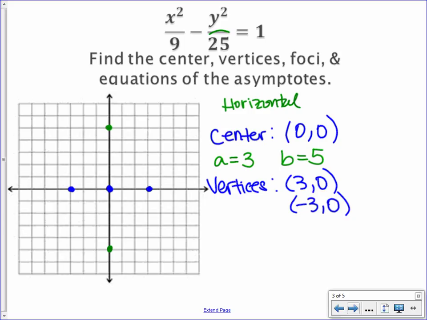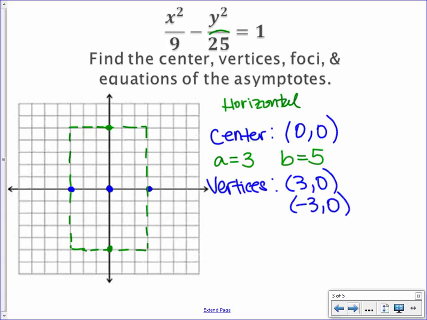And then, do you see how if we had an ellipse, we would connect all those four points for a nice ellipse? That's not what we're graphing. We're graphing a hyperbola. What we're going to do is make a rectangle out of these points, very, very lightly. This isn't a part of the graph. This is just a guide for us.